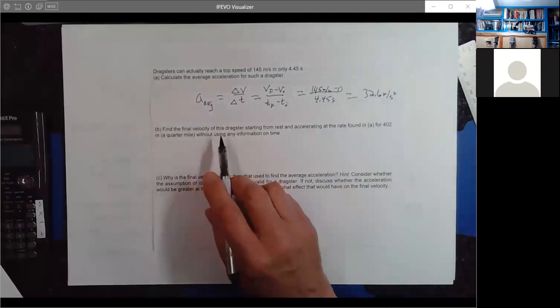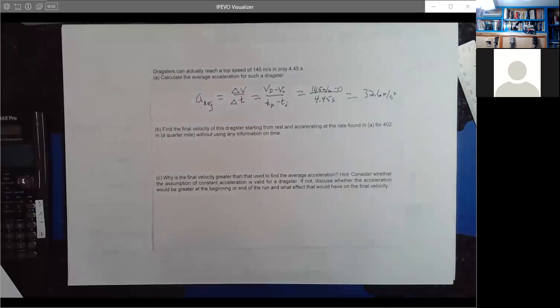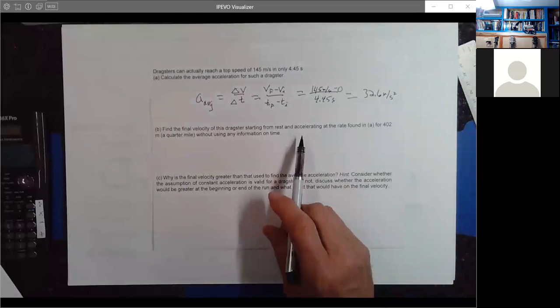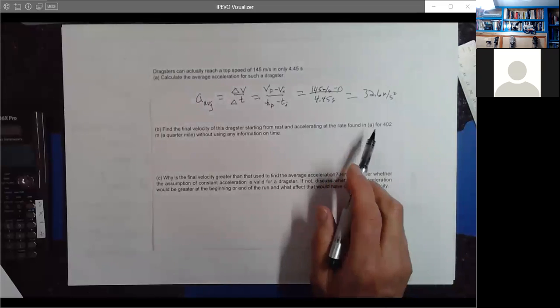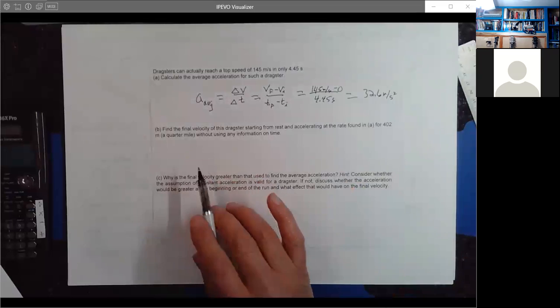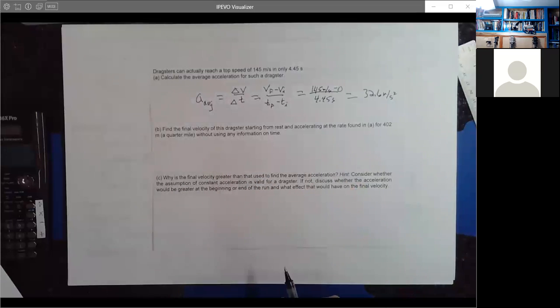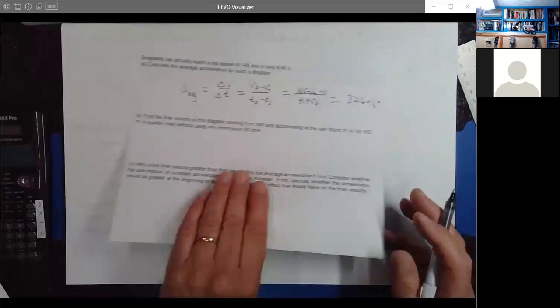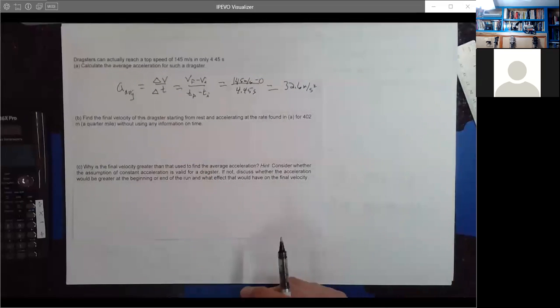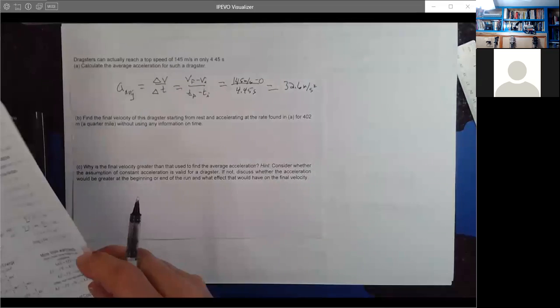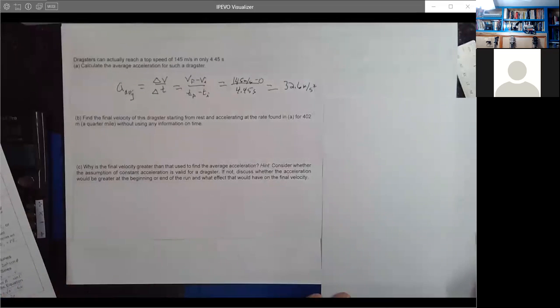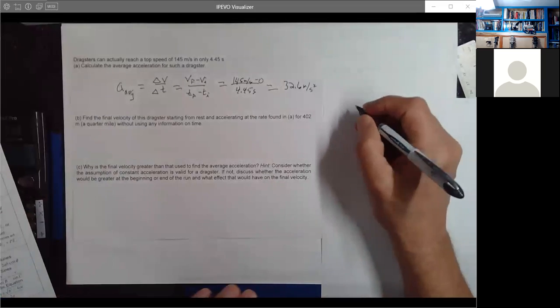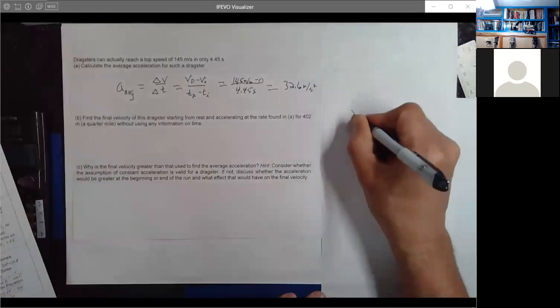Then it says, find the final velocity of this dragster starting from rest and accelerating at that rate found in there for 402 meters without using any information on time. Okay, well, we've got a bunch of different equations that we can use. So here are our constant acceleration equations, and I'm just going to write them down here.